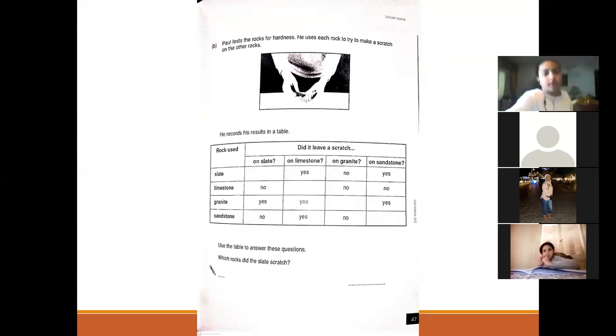Now open page 47 and mute your mics, please. Okay. In page 46, at the beginning, there was a boy called Paul, and he had four types of rocks, four pieces of different kinds of rocks. He had granite, slate, sandstone, and limestone.